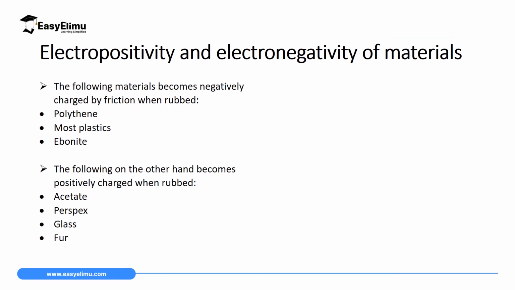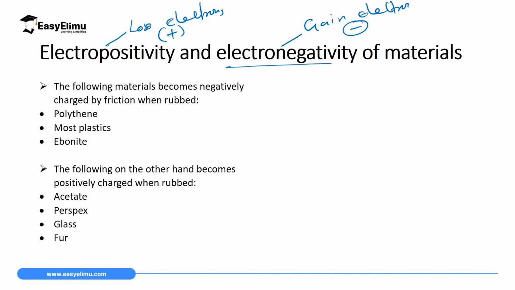So when we talk about electropositivity and electronegativity of materials, electropositivity is a property of a material to lose electrons. And remember, we have said when you lose electrons, you will remain with more positives, so you will become positively charged. And electronegativity is the tendency of a material to gain electrons. And when you gain electrons, remember we have said you have more electrons and you become negatively charged. So materials which gain electrons easily, we say they have high electronegativity and they become negatively charged.